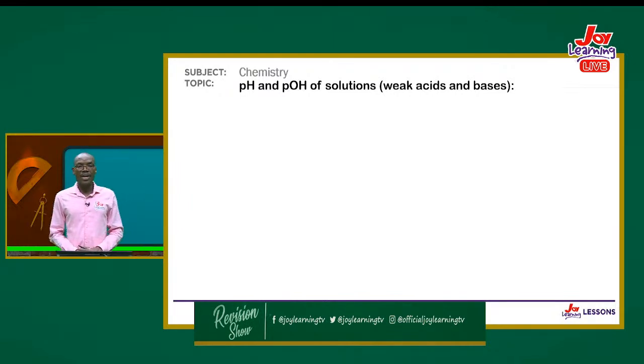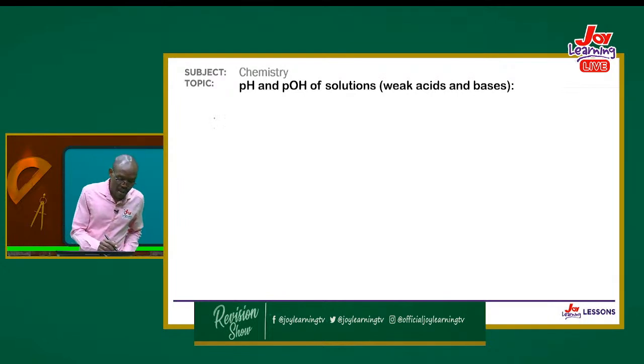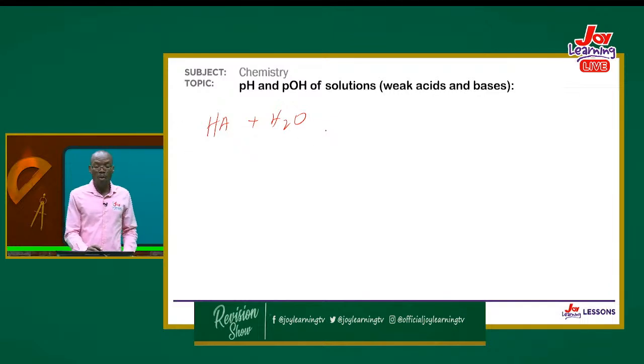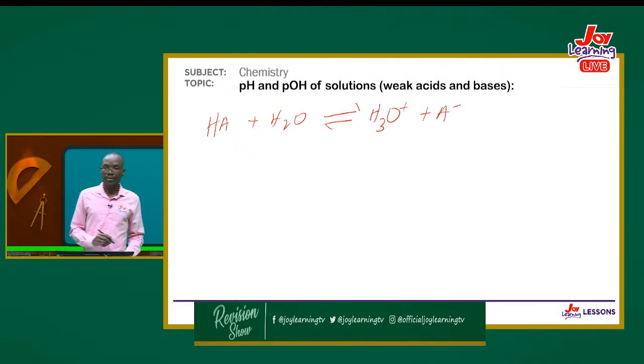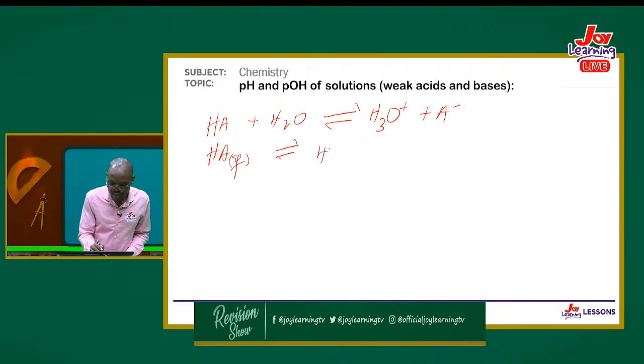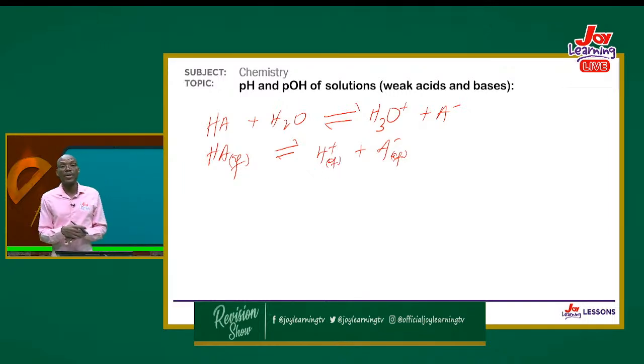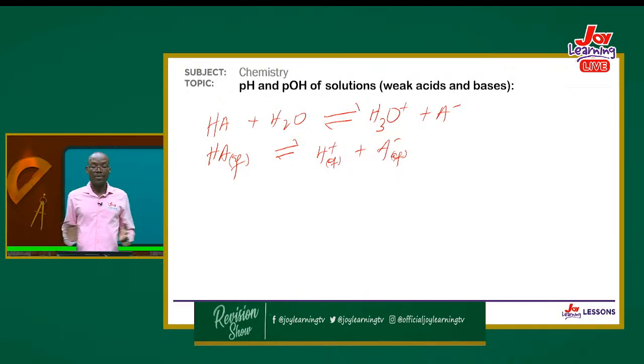So let's say I have a weak acid, whichever weak acid you can think about. But hypothetically, we want to have the HA to be our weak acid in water. Because it is weak, it will establish equilibrium. So HA plus H2O equilibriumly producing H3O plus A minus. Or you can just write HA aqueous equilibriumly producing H plus A minus. For simplicity, whichever way you want, we are just establishing a principle.